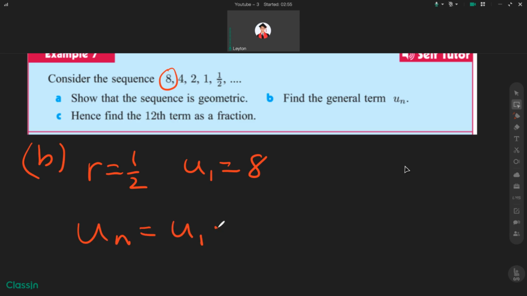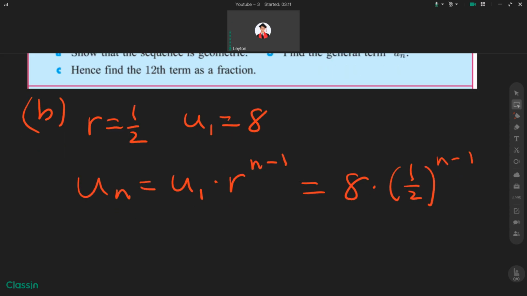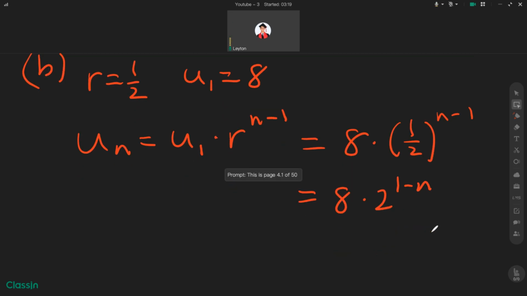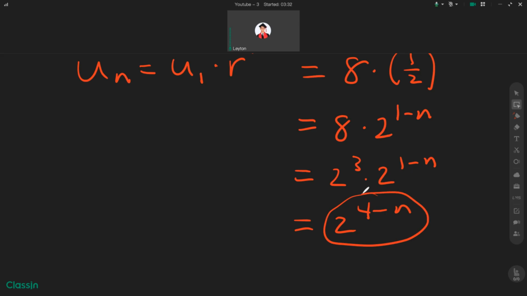We can write that as 8 times 1/2 to the n minus 1, and that's basically it. We could simplify this a bit by flipping the n minus 1 around, so that'll be 2 to the power of 1 minus n, and then we can absorb the 8, since 8 is 2 to the 3. This will be equal to 2 to the 4 minus n power, just like that. So that's the nth term.